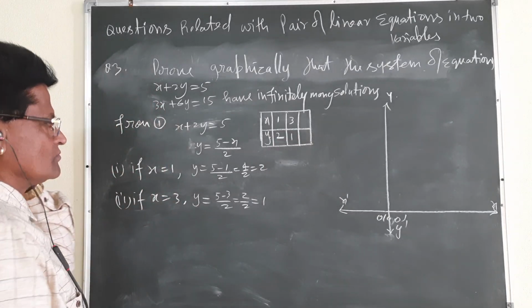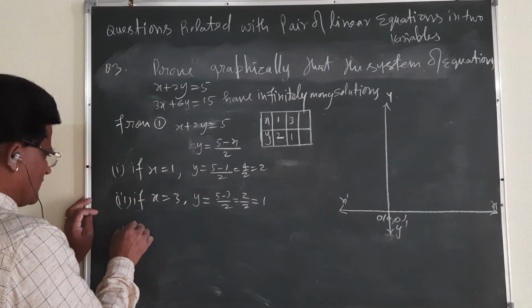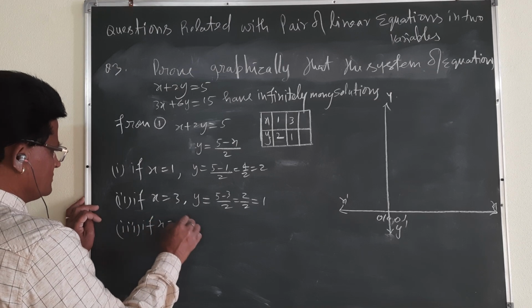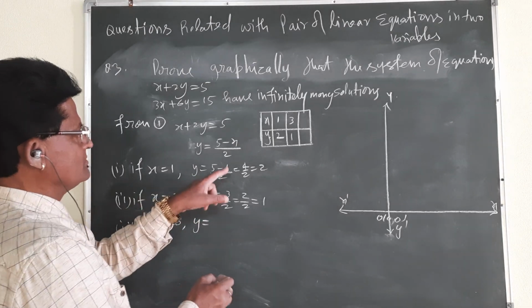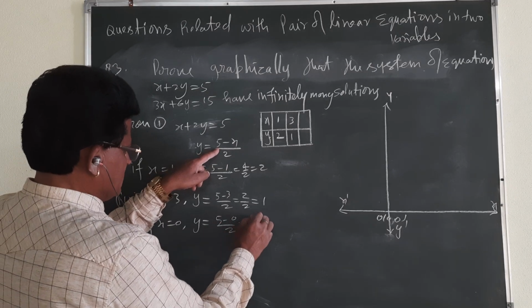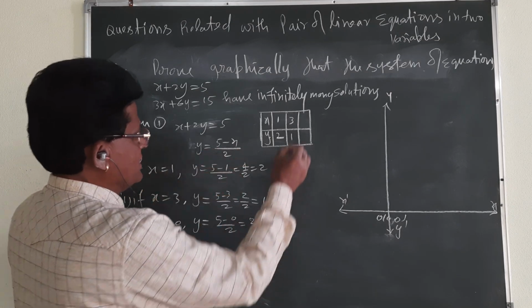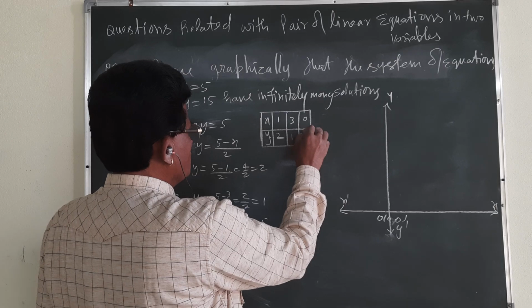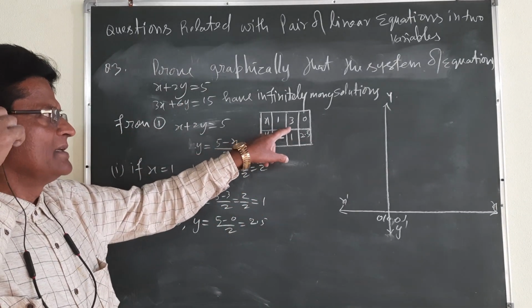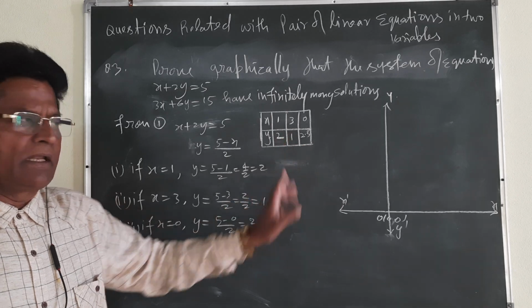Okay, next. I am going to take one more value in the third case. If x is equal to 0, then find out the value of y. 5 minus 0 by 2 means that will be 2.5. Yes, if x is 0, y will be 2.5. Okay, let me draw the graph by taking these three values from the table.